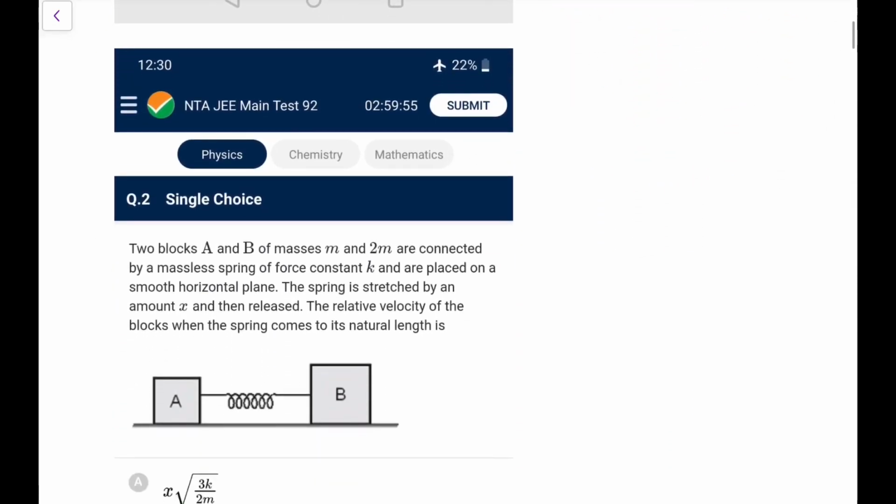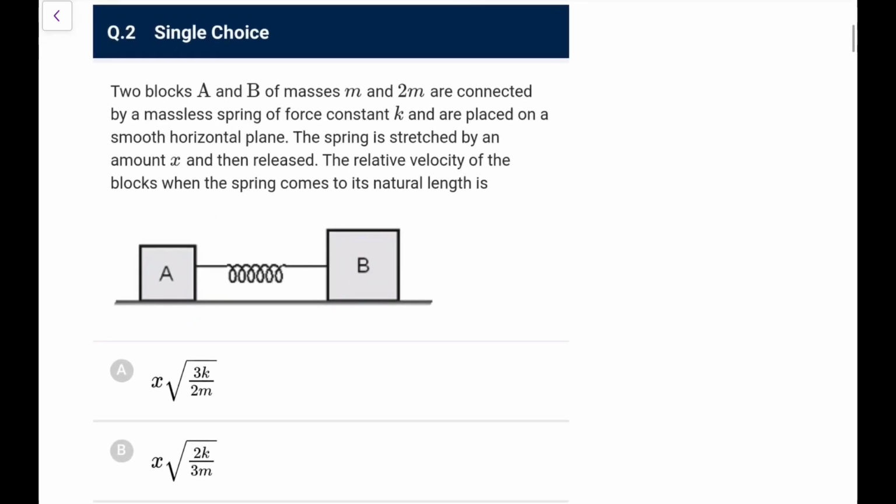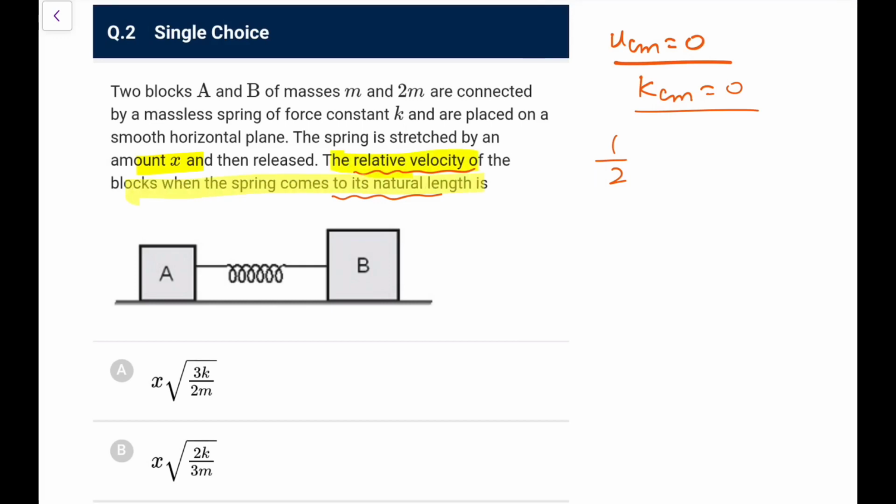Next, two blocks A and B, masses M and 2M, are connected by a massless spring of constant K placed on a smooth horizontal plane. The spring is stretched by amount X and then released. So it is released, that means the initial momentum is 0, no external force acts, therefore the momentum of the center of mass will remain 0. So whatever be the loss in potential energy, when it comes to natural length you have to find the relative velocity. For relative velocity we can go for the C frame.